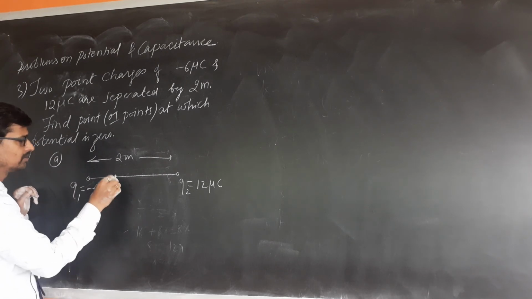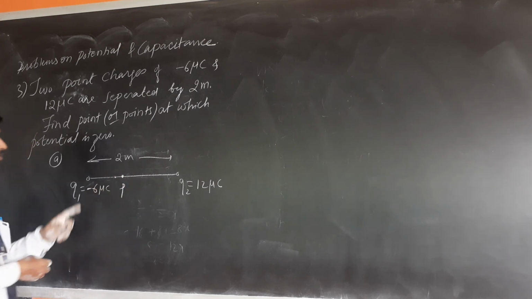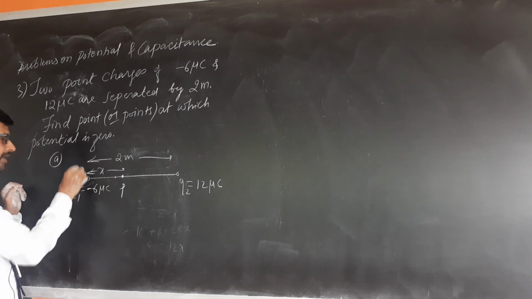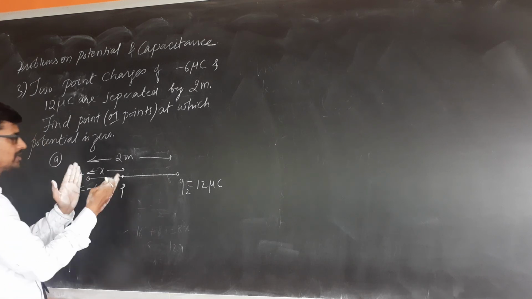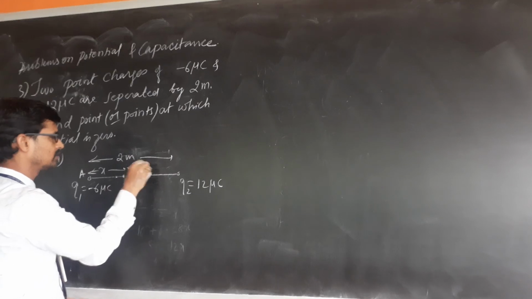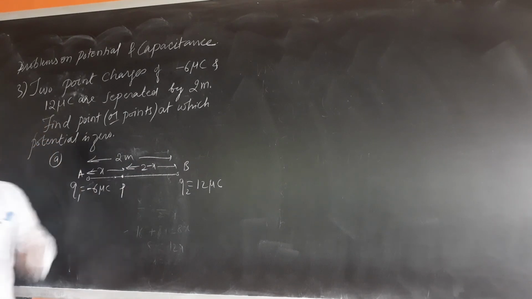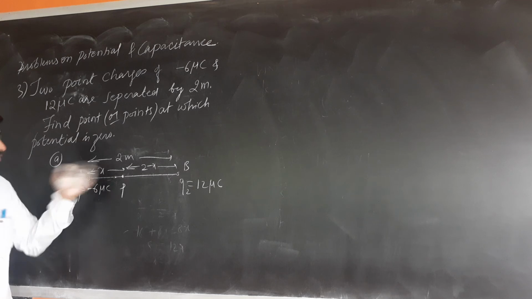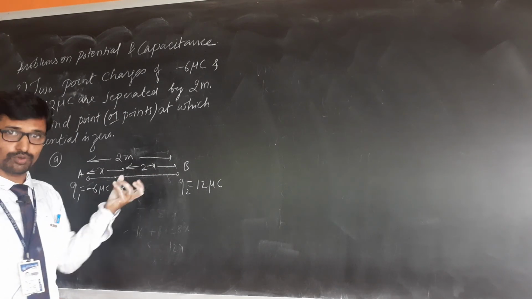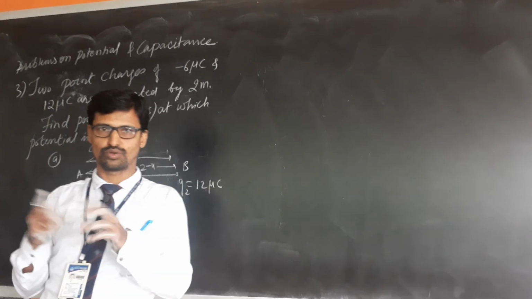At some point, say P, at a distance of x from A, if so much is x out of 2, what is the remaining distance? 2 minus x. So this is 2 minus x at point B. Now what happens? A negative charge will produce negative potential, a positive charge will produce positive potential. One has positive potential and the other negative potential, if at all they are equal, the total answer is how much?